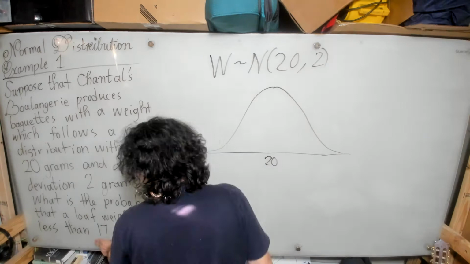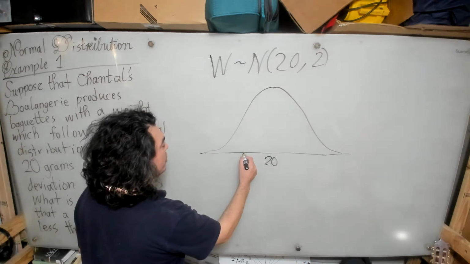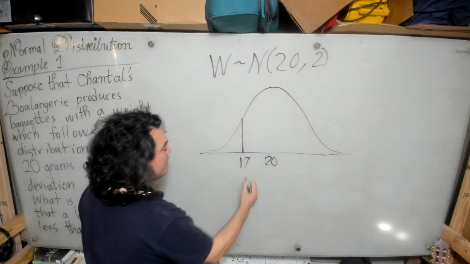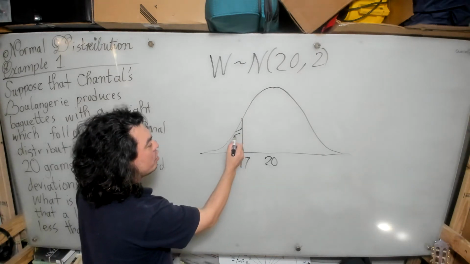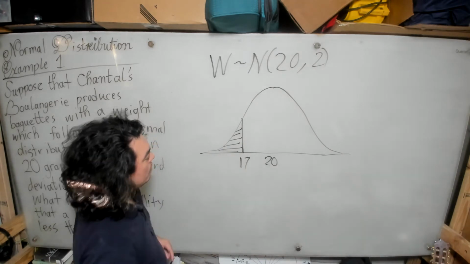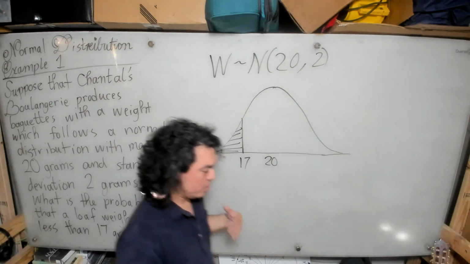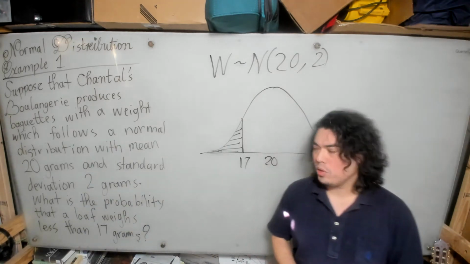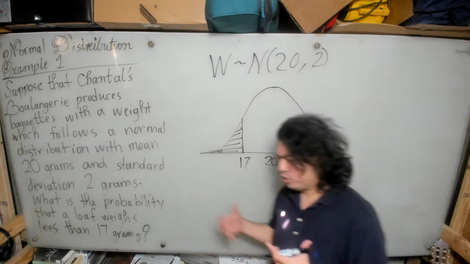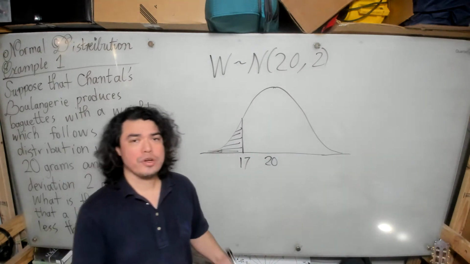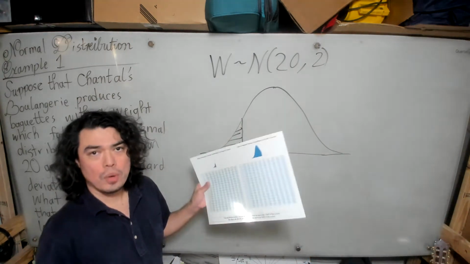So visually, what is the probability that a loaf weighs less than 17 grams? Well, where is 17 in relation to the 20? It's over here. Okay, let's say that's 17. What is the probability that the loaf weighs less than 17 grams? It's the area under the normal curve here, to the left of 17. Okay, so then we want to ask, can we find this out already? If you're using a calculator or a spreadsheet, you could find this out already. But for us, we've been using our standard normal table.